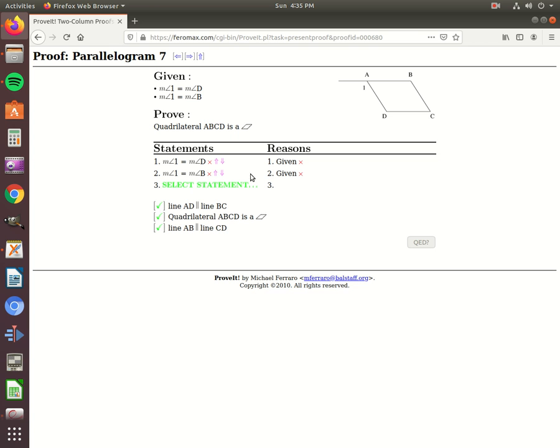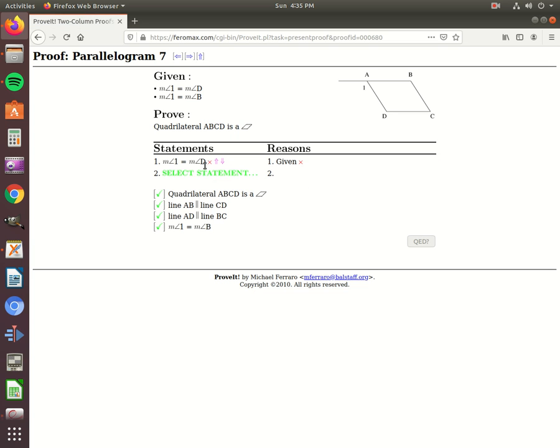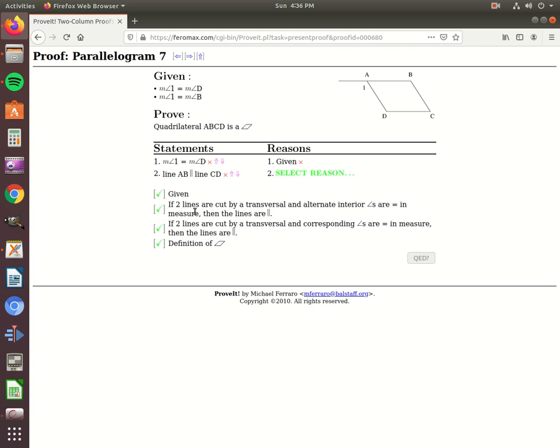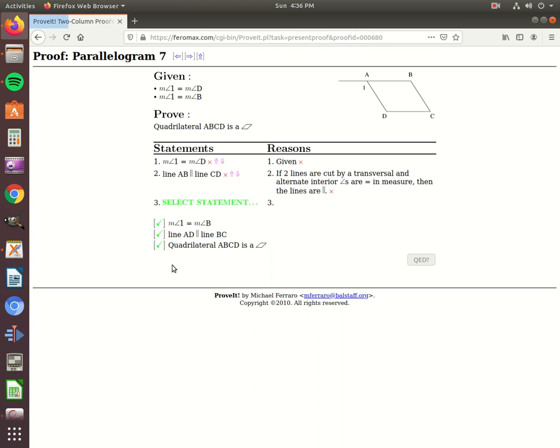I kind of regret some of the order that I did this in, because like I said, I like to have this tell a story. So if angle 1 and angle D are the same, then I think I can say that this line and this line are parallel because of alternate interior angles. So I'll actually say that first. I'll say AB and CD are parallel because if two lines are cut by a transversal and alternate interior angles are congruent, then the lines are parallel.